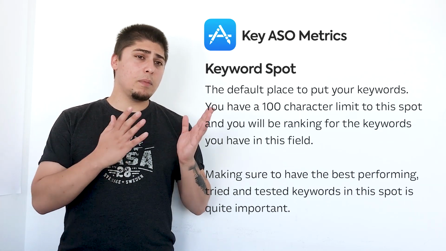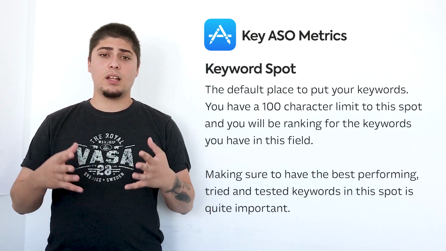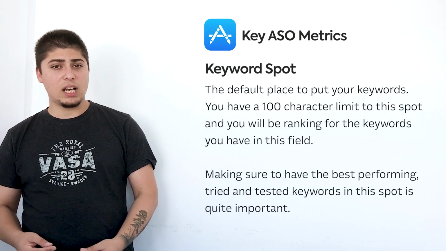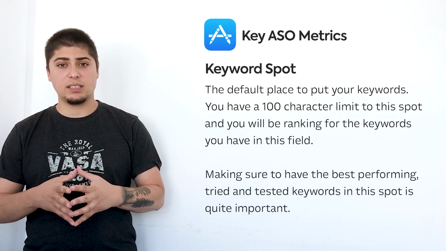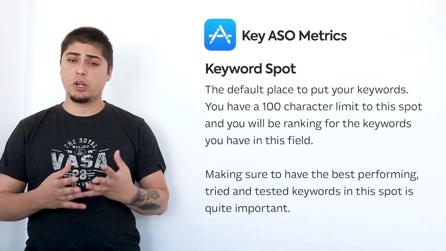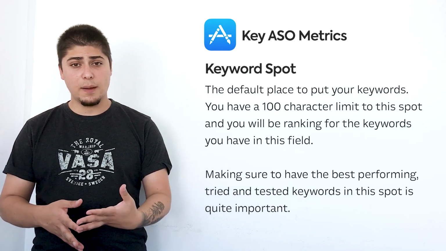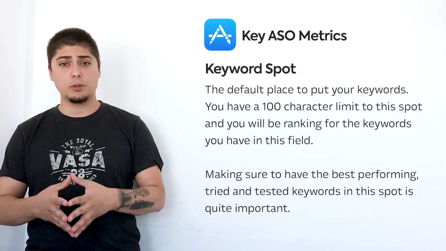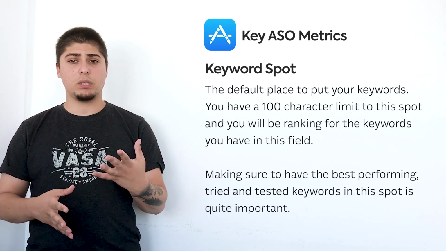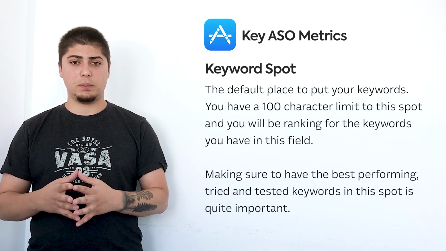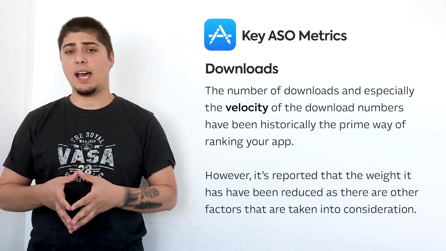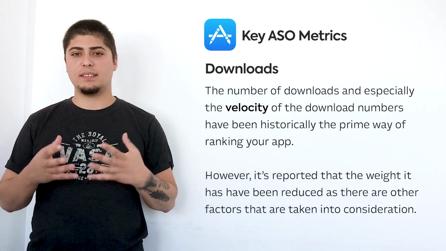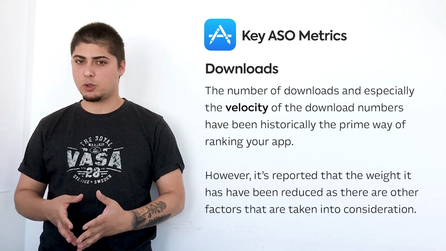So there are some tried and tested methods that will allow you to get the most out of this keyword spot, but to keep things easy and consistent, now we're going to skip this, and in the next chapters where we look at the Apple App Store optimization, we will explore this even deeper. So our next metric is downloads. So as someone who has an app, everyone is interested in getting more downloads.